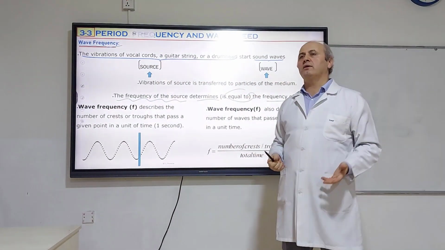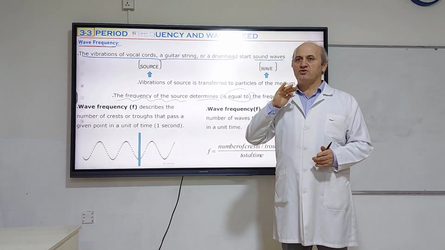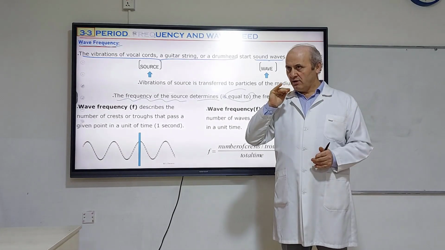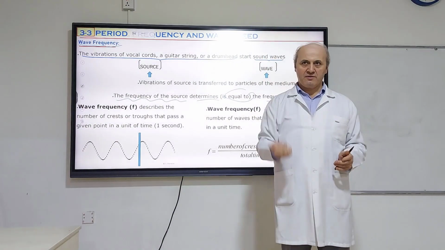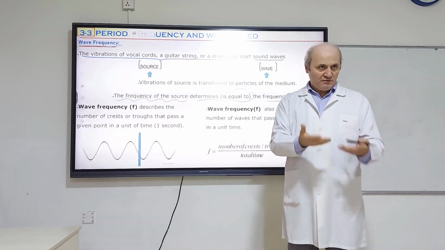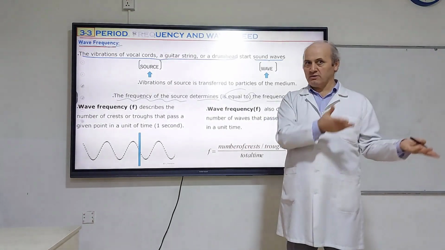Also in chapter 4, section 2, remember, the string's frequency, standing waves, and sound frequency are the same because one of them is the source and the other one is the wave. Instrument frequency and the sound from the instrument have the same frequency. One of them is the source, the other one is the wave.